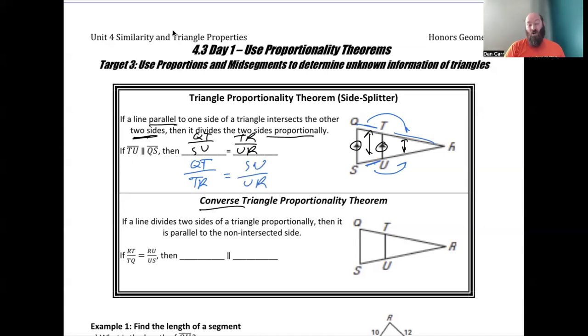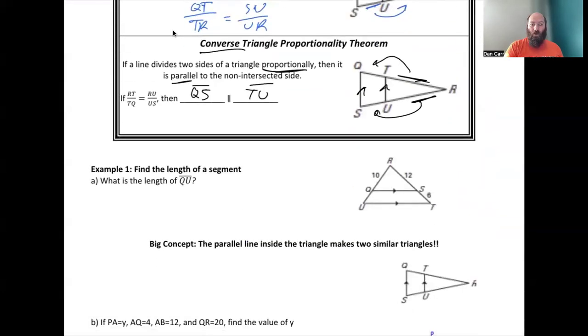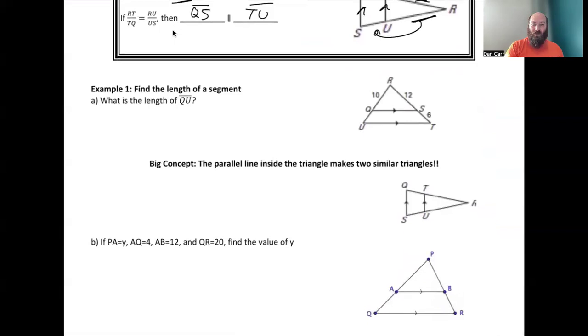The converse of our triangle proportionality theorem also applies. If a line divides two sides of a triangle proportionally, then it must be parallel to the non-intersected side. So if, in this case, RT divided by TQ equals RU over US, that means that these must be parallel. So QS is parallel to TU. Okay, so we can use that in a few different possibilities here.